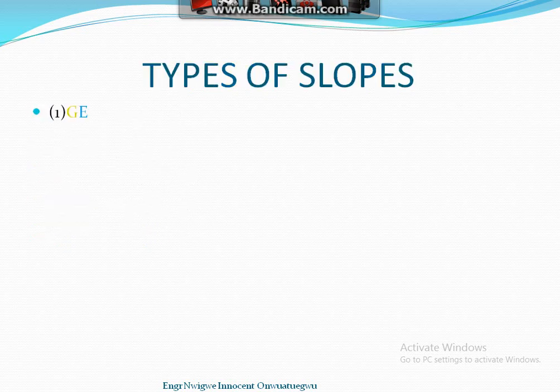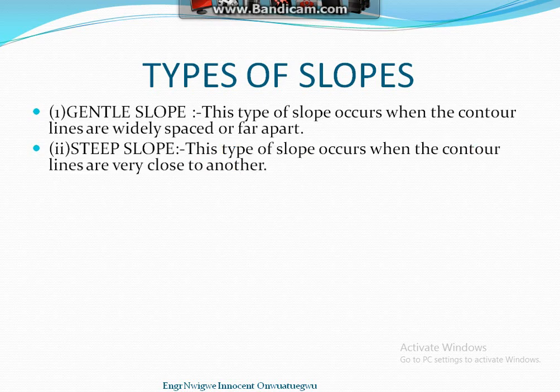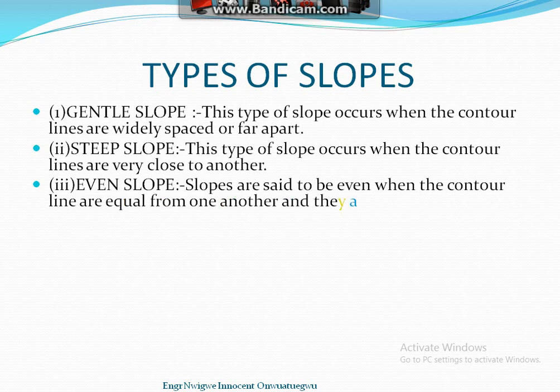Types of slope. 1. Gentle slope. This type of slope occurs when contour lines are widely spaced or far apart. 2. Steep slope. This type of slope occurs when the contour lines are very close to one another. 3. Even slope. Slopes are said to be even when the contour lines are equally spaced from one another, and they are not closely packed together nor far apart.